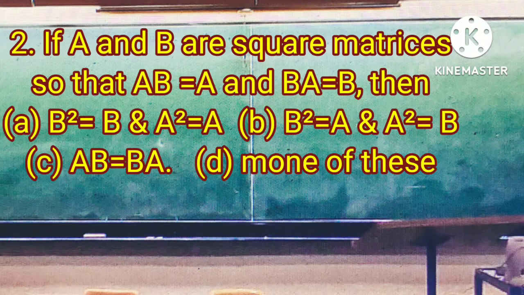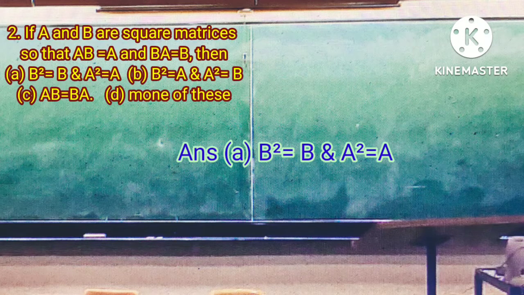Second problem: if A and B are square matrices, AB is equal to A and BA is equal to B. These are the conditions given, then you have to select the suitable answer. The suitable correct answer is B square is equal to B and A square is equal to A. How do we obtain this one?